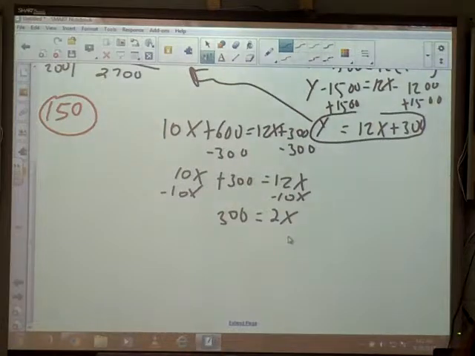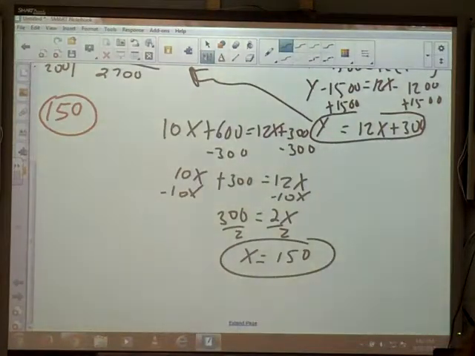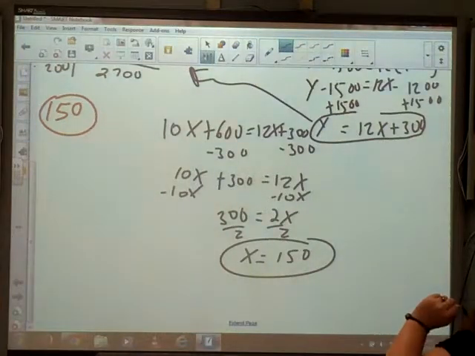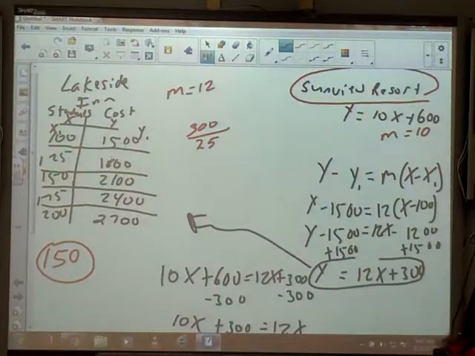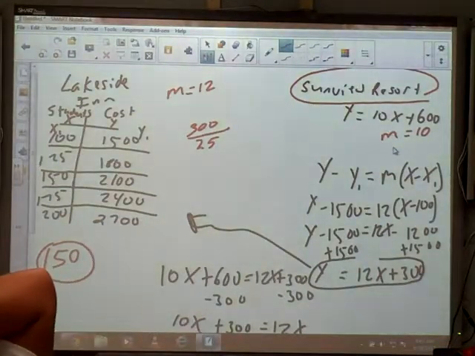So what's the last step? Good. And there's that answer that Dalton told us half an hour ago. It takes 150 kids for them to even out. So let me go back. The Lakeside Inn charged $12 a student, and the Sunview charged $10 a student. So if they even out at 150 students, if I was going to have less than 150 students, which one would I probably want to use?